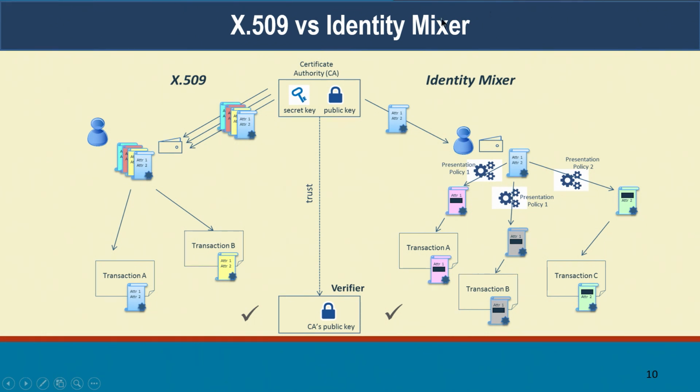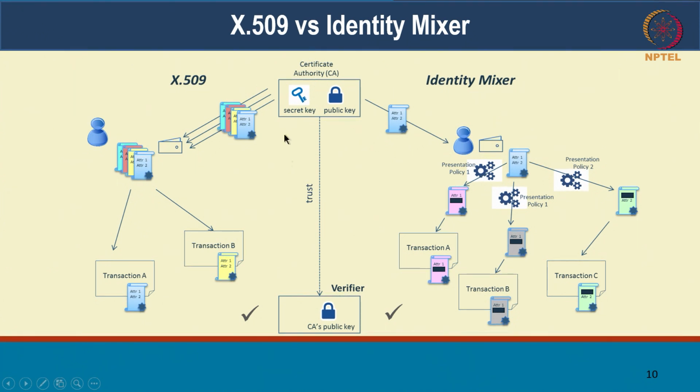So let's just compare the previous X509 certificates that I talked about with Identity Mixer. So think of Identity Mixer. Identity Mixer is really another Fabric CA and a Fabric membership service provider implementation, which is distinct from the Fabric CA that we talked about earlier. The previous Fabric CA was based on X509 certificates, and we'll see how they are different, right?